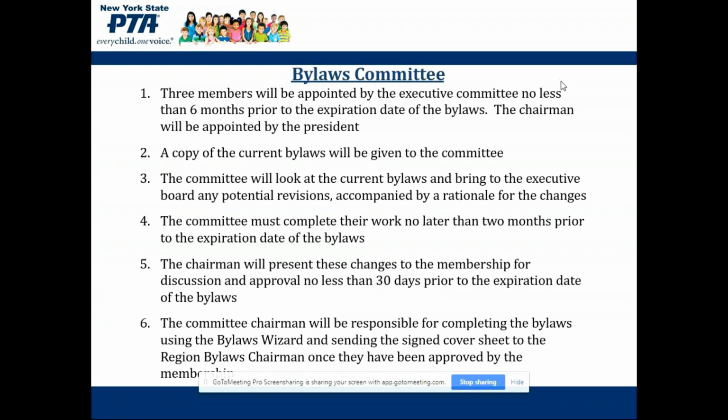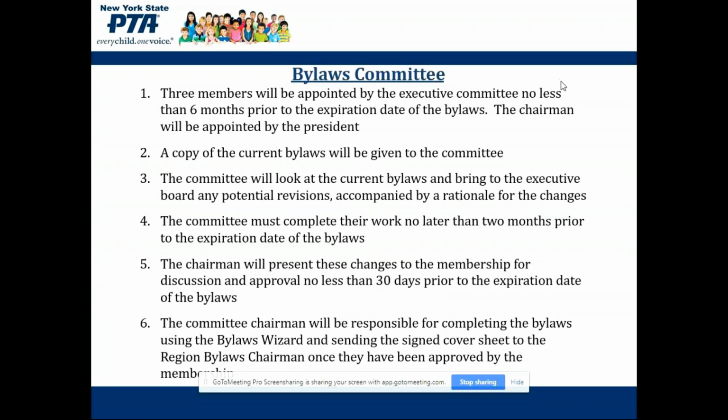So what are they going to do? Well, number 2, a copy of the current bylaws will be given to the committee. They need something to work with. They have to have the current set of approved bylaws. Remember, the only approved copy is the one that has the bylaws coordinator's signature on it and the expiration date. That's very important. Now, you can have lots of copies of the bylaws, but there should always be at least one with the president and one with the secretary at every meeting. And that's to look up any items that might need to be addressed.